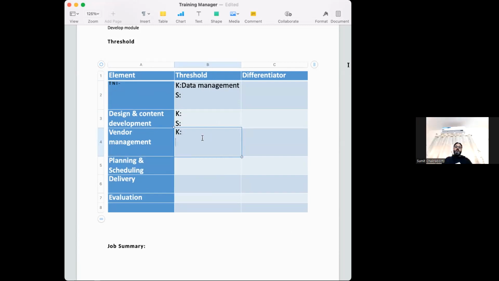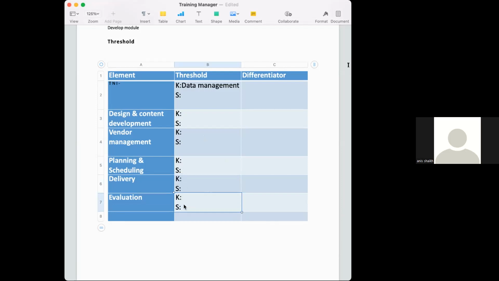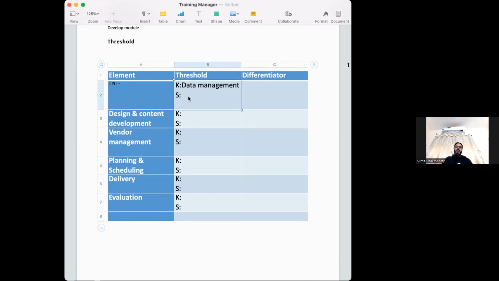Actually, data management is a skill. TNI knowledge. Understanding the performance indicators, understanding of competency gap. That is right, but how to put it here? Competency gaps. Actually, data management is a skill.